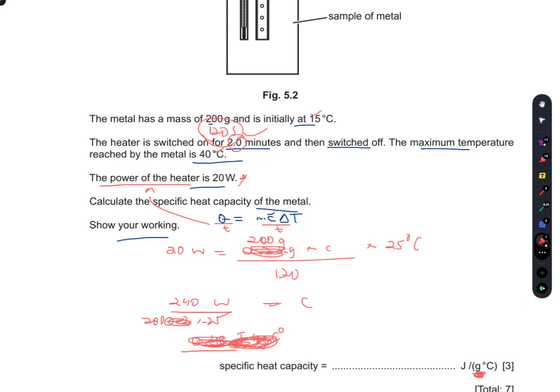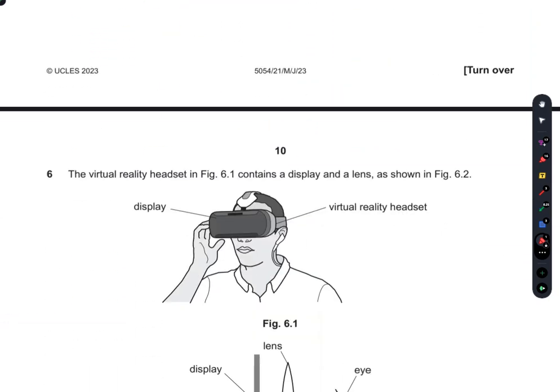200 grams, 120, so 240 divided by 200 into 25. The specific heat capacity, the answer is equal to 0.48 joules per gram centigrade. The joules per gram centigrade is your answer. You have 2400 here, and you divide this by 200 and the temperature difference, which is 25 degrees C. So you will get the specific heat capacity, SHC. That's your answer, joules per gram centigrade.